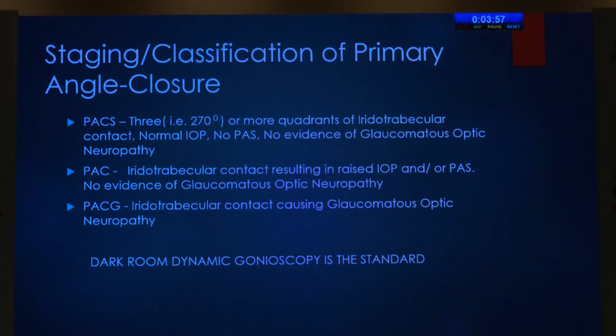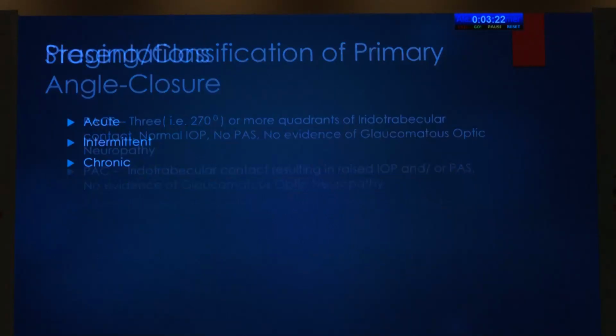There's a classification system which has been proposed by the international glaucoma specialists, which includes three terminologies, that is PACS, PAC, and PACG. PACS is 3 or more quadrants of ITC, normal intraocular pressure, no PAS, and no evidence of GON. And PAC is iridotrabecular contact, resulting in raised intraocular pressure and/or peripheral anterior synechiae. And PACG includes all these, but with glaucomatous optic neuropathy. So what we find over here is that the most crucial thing is a dark room dynamic gonioscopy, and that should be the standard of examination.